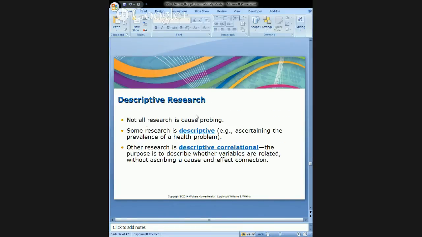Descriptive research are things like percentages, how many people have a certain disease within a population. Or descriptive correlational is to describe the relationship between two variables. There is a strong positive relationship between smoking and lung cancer. We can't say that smoking causes lung cancer, but we can say that there is a strong link there.